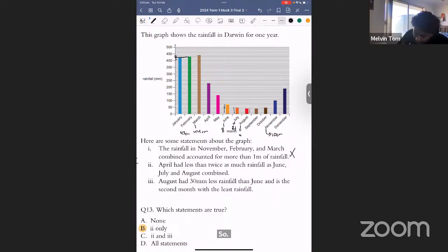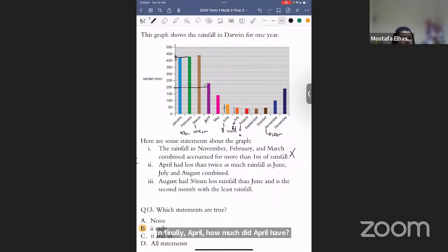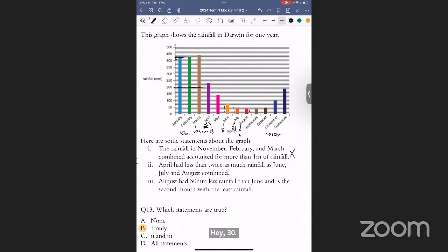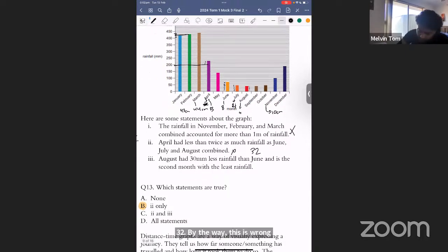And then finally, April. How much did April have? Well, if this is 200, it had 1, 2, 3, so 23 centimeters. 8 plus 4 plus 4 is 16. And 16 times 2 is 32. By the way, this is wrong. So 13 is wrong.